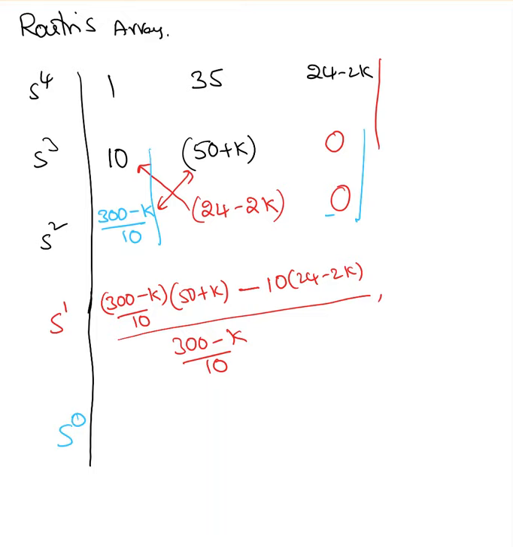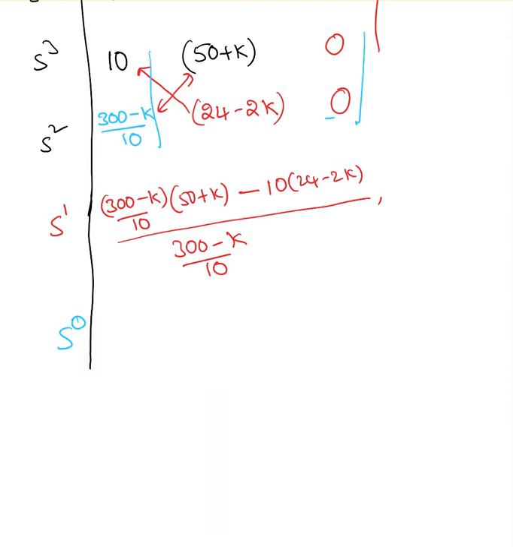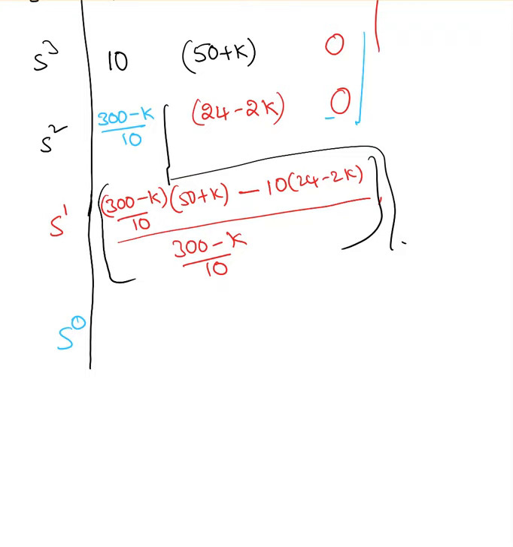Now s to the power of 0. To find s to the power of 0, we're going to use these two elements. Everything here is all together one element, so we're going to use these two elements, this element and 0. Basically these two multiplied minus these two, so we end up with 300 minus k divided by 10 multiplied with 0, which is 0. So when I multiply these two and divide by this, we end up with 24 minus 2k.